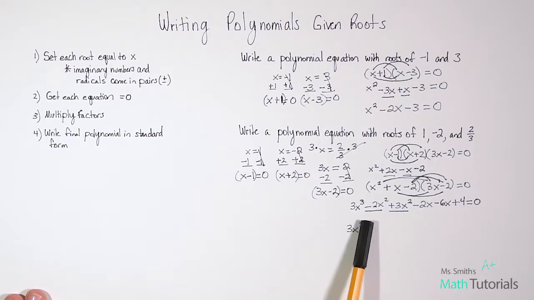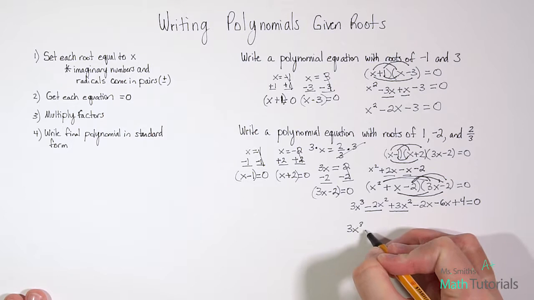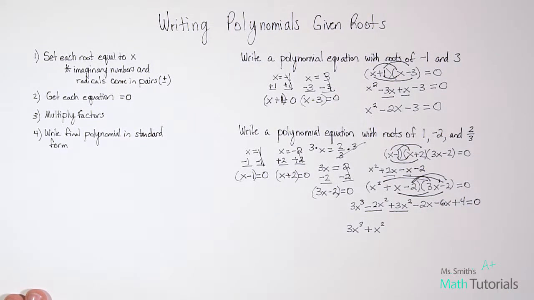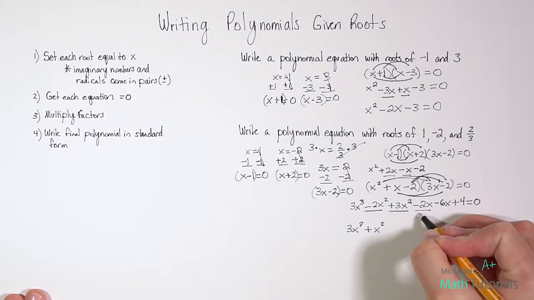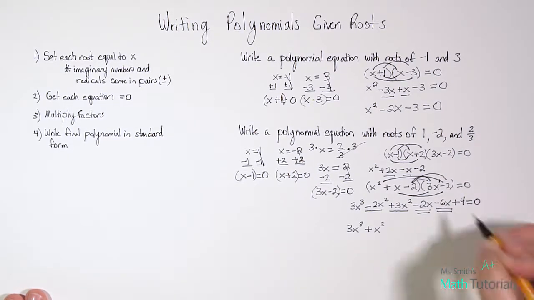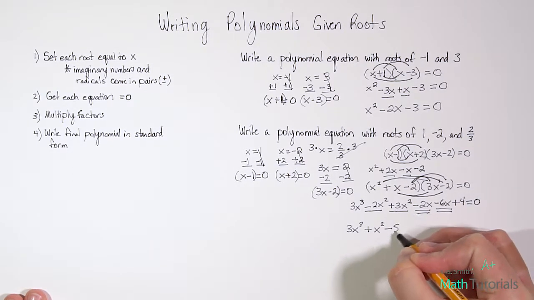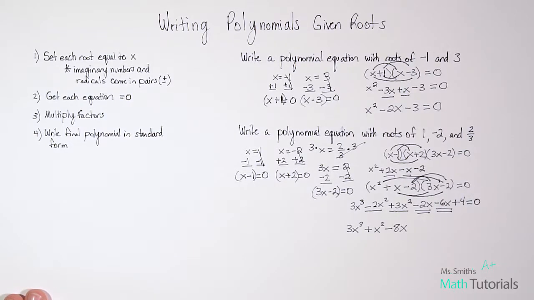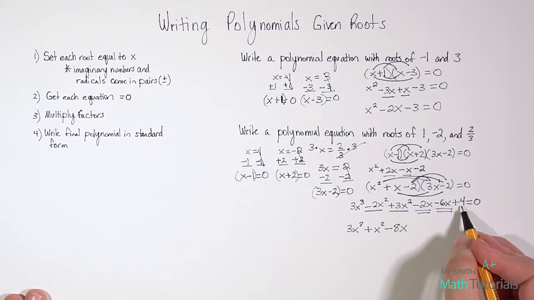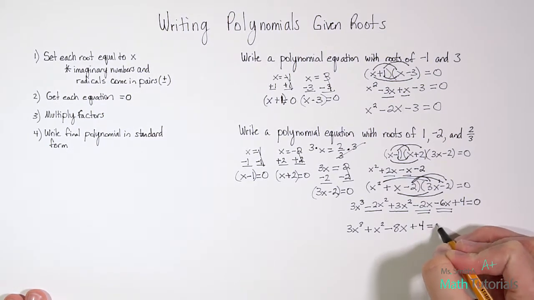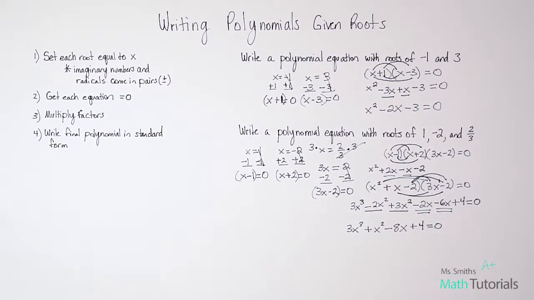So negative 2 plus 3, that would give me a positive 1x squared. Now just my plain x's. I've got a negative 2x and a negative 6x. Negative 2 minus 6, that would give me a negative 8x. And then lastly, I just have this constant. There's no other constants, so I just bring him down. And bring down my equals 0.